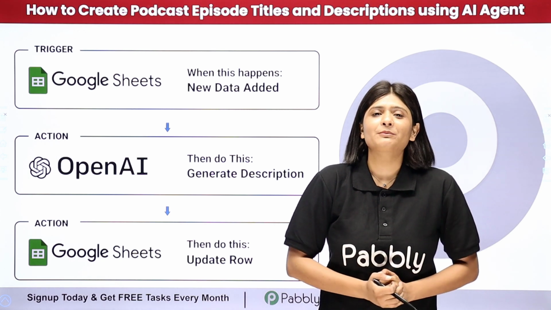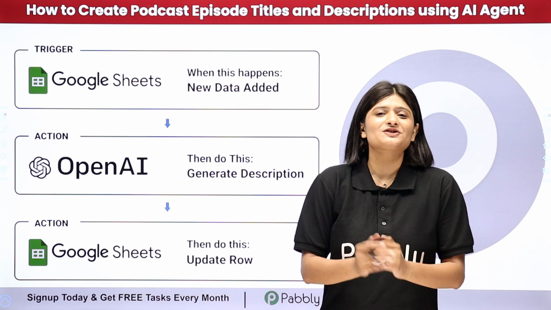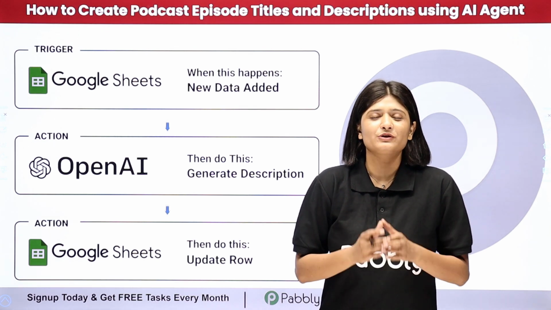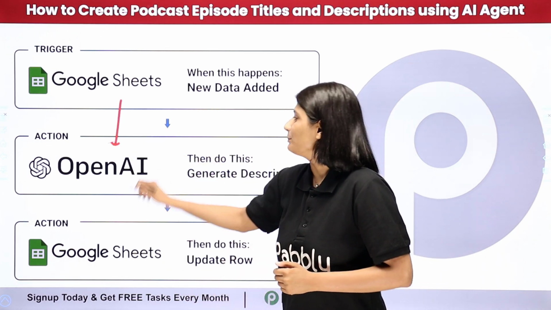And to do this automation, I'm going to use Pabbly Connect. So Pabbly Connect is an amazing automation and integration software which requires no coding or programming skills. Here I just need to build connection between Google Sheets and OpenAI.